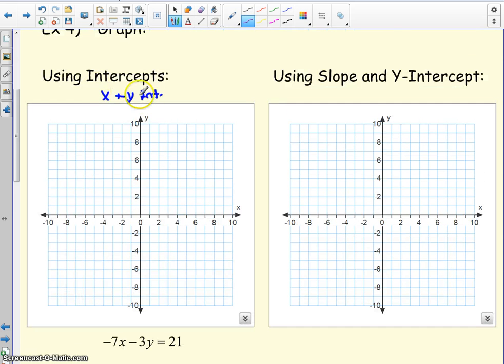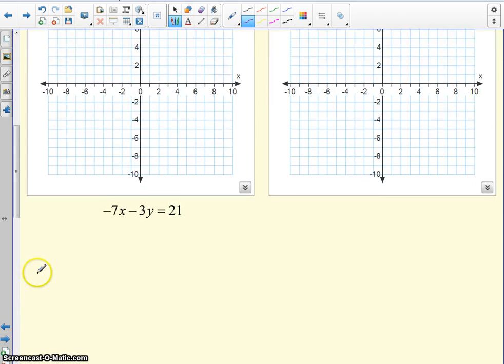In this case, you want to find the x and y intercepts. Remember from a couple slides ago, if you want to find the x-intercept, anywhere the x-intercept is going to be, the y value is going to be 0. So we take this equation and replace the y with 0. I'm going to get negative 7x minus 3, and the y is now replaced with 0.